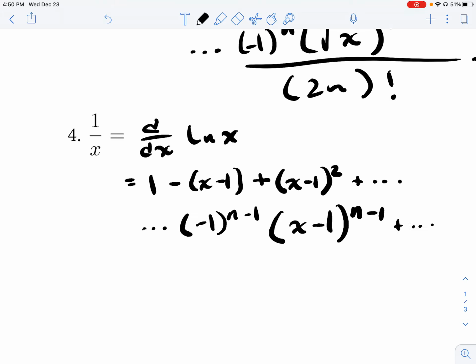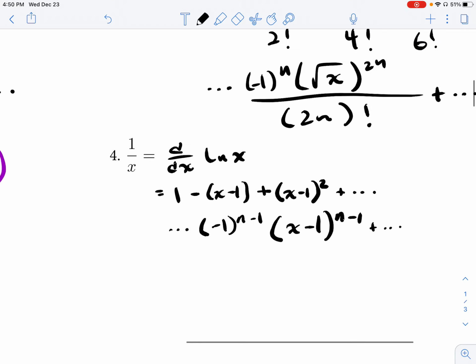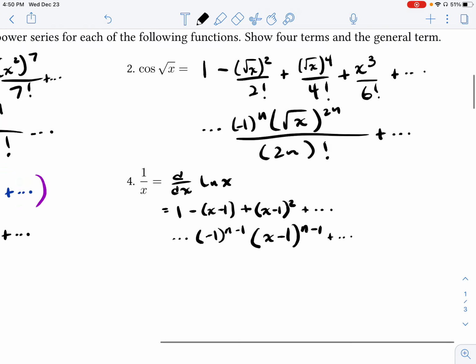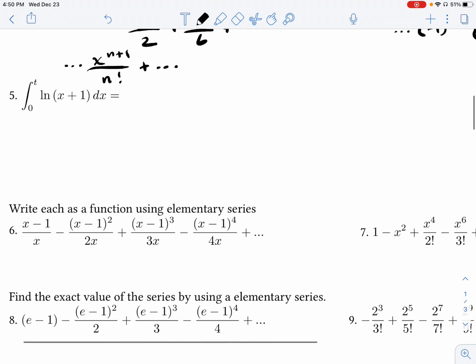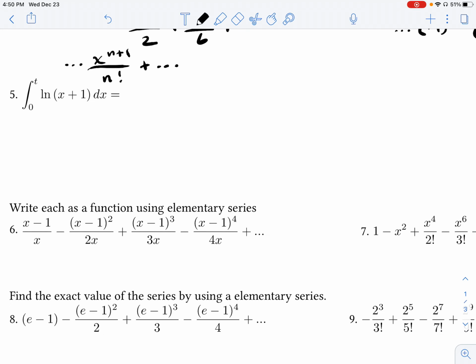Okay? All right, so now let's go ahead and try this next one here, number 5. So for number 5, we're now asked to find the definite integral of natural log of x plus 1.